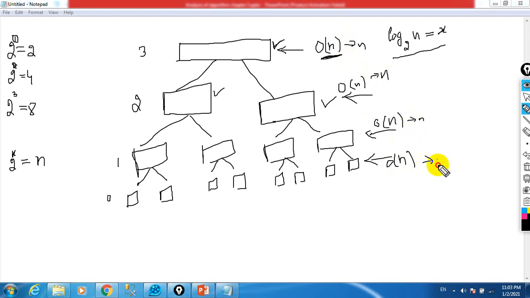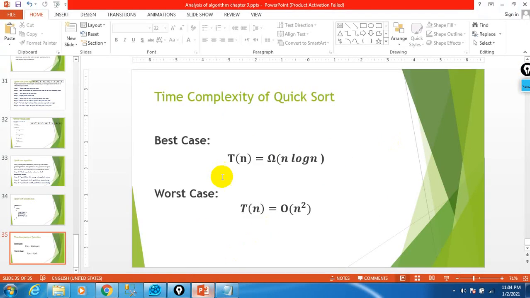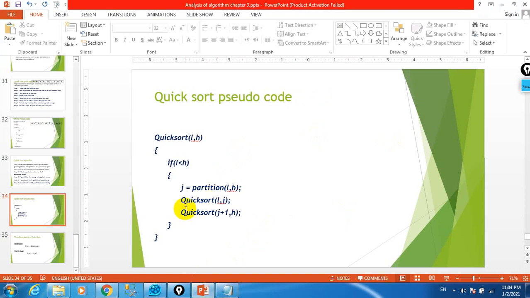And now the time complexity of the binary tree that we are taking is n log n. So this is the time complexity for the recursion tree, we can say binary tree. When we are recursively calling the function, we are recursively calling quicksort, calling this again, then it will call the partition function.